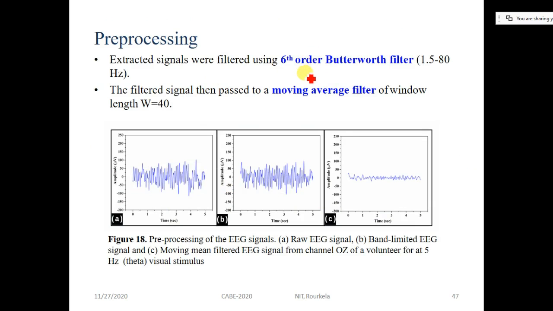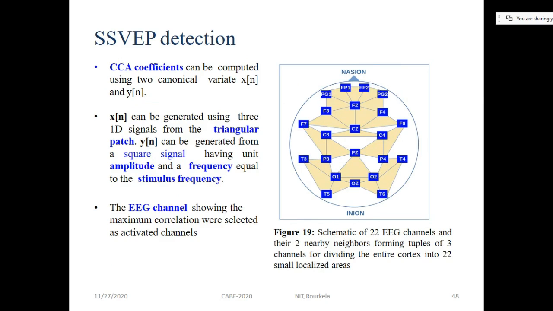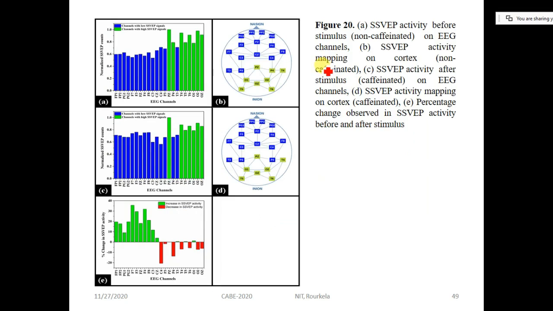After the data was saved, we went for Butterworth filtering using a 6th order Butterworth filter, and this was the bandwidth of the filter. Then we applied a moving average filter having a window length of 40. Then we went for SSVEP detection using CCA coefficients. I'm not going into the details of this one. Here we calculated the normalized SSVEP counts.